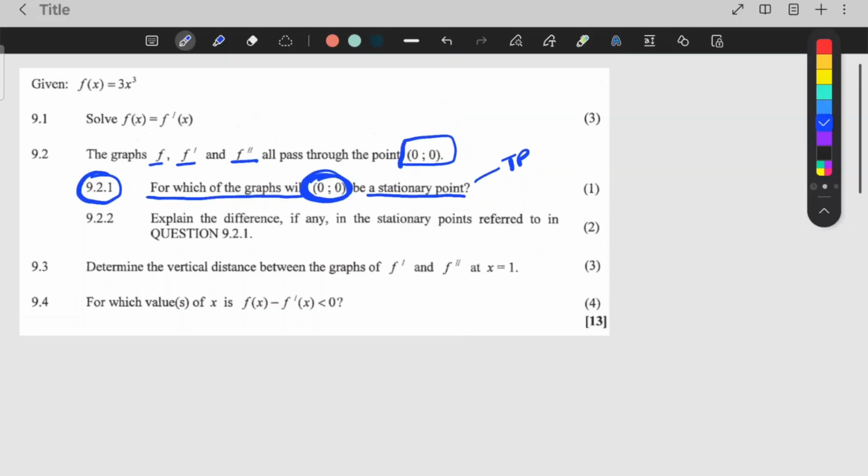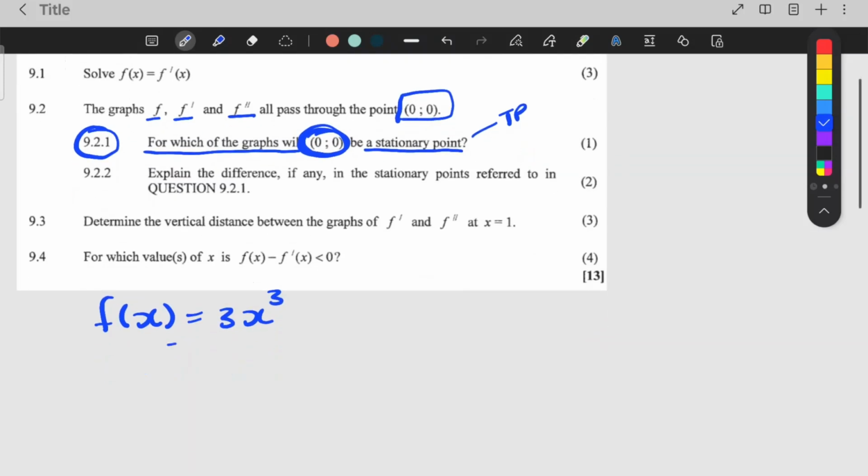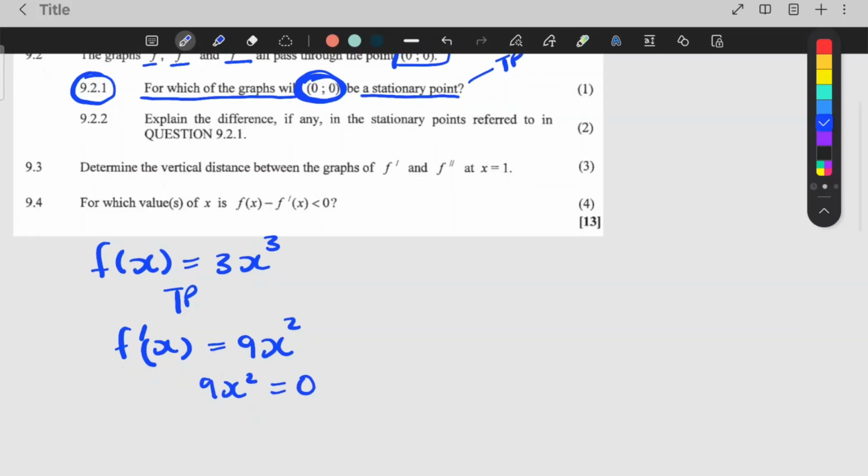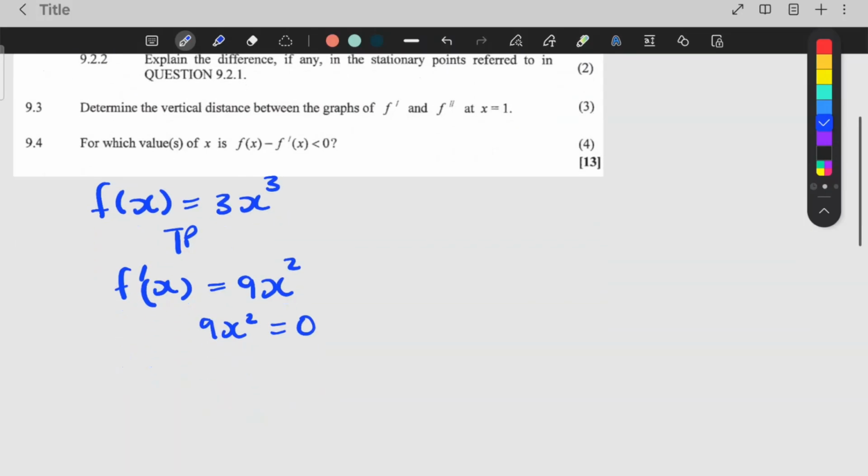So for f of x, f of x is 3x to the 3. To work out the turning point, you would derive this function, and this function is 9x squared. Then you would take that derivative and make it equal to 0, and then you would solve for x. So if I divide both sides by 9, I get x squared is equal to 0. If I take the square root, x is equal to 0.